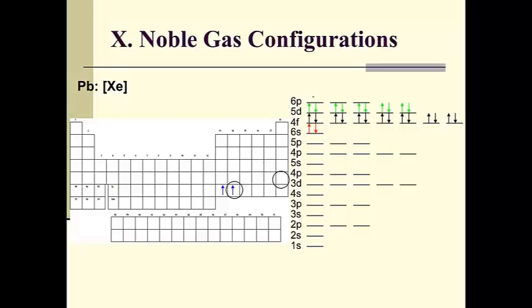Now, once you're done, look at the whole configuration and write it out from bottom up: 6s2, 4f14, 5d10, 6p2. And we don't care that this one filled up first. All we care about is once you're done, that it's completely filled.